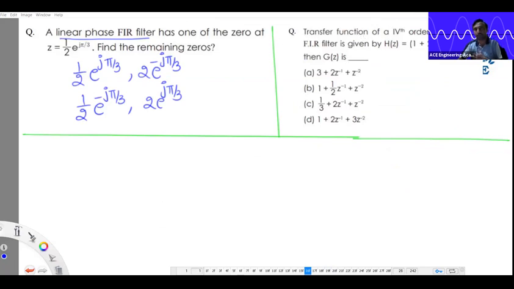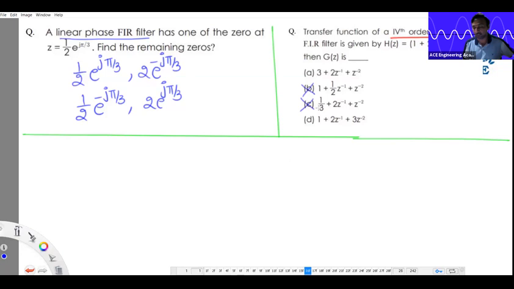This question is funny. Transfer function of fourth order linear phase FIR filter is given by this expression. It is not fourth type, study properly. Then what is G(z)? We can answer this by the elimination process. 100% there is no chance for B and C.